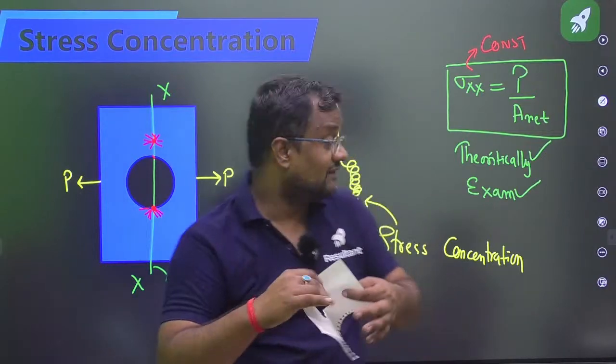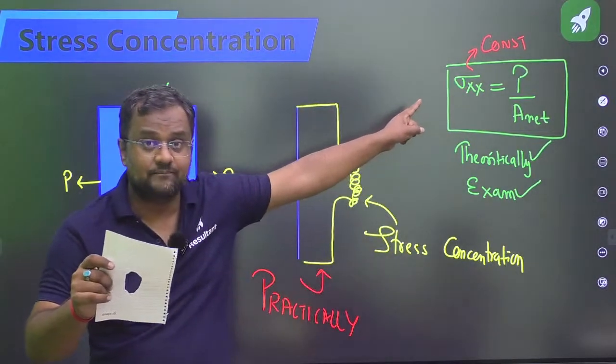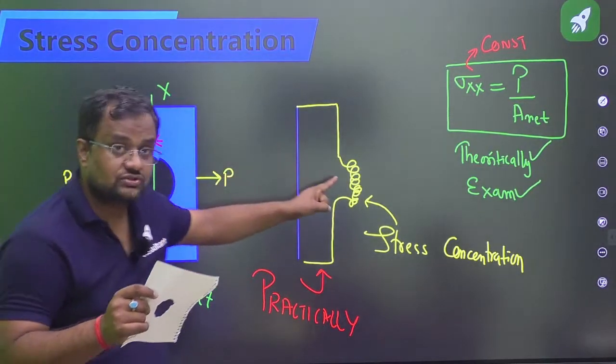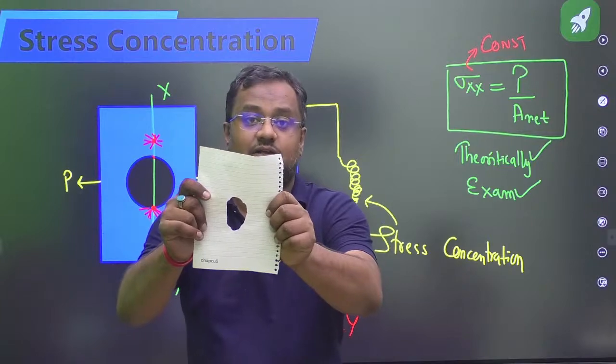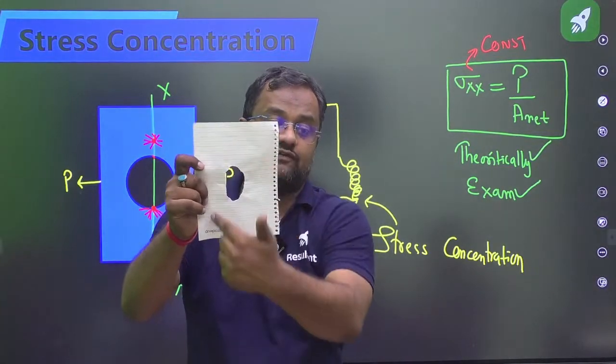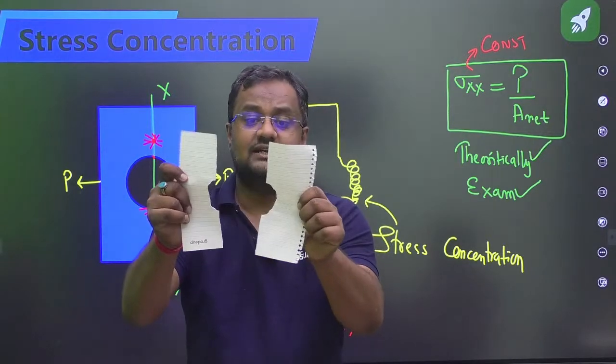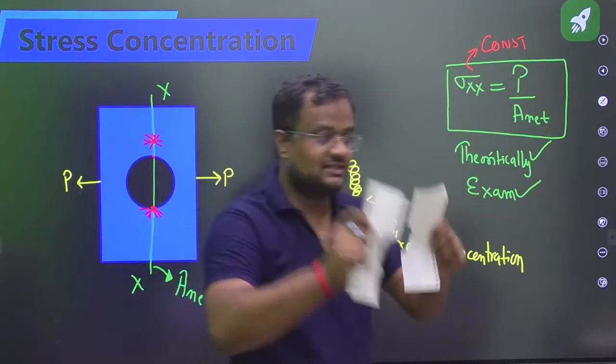Theoretically, everywhere the stress will be P by A net. But actually, at the discontinuous point, there will be more stress. That is stress concentration. Now, again, I apply the load. It will not fail from here. It will fail from here because of more stress due to stress concentration. Okay, this is stress concentration, guys.